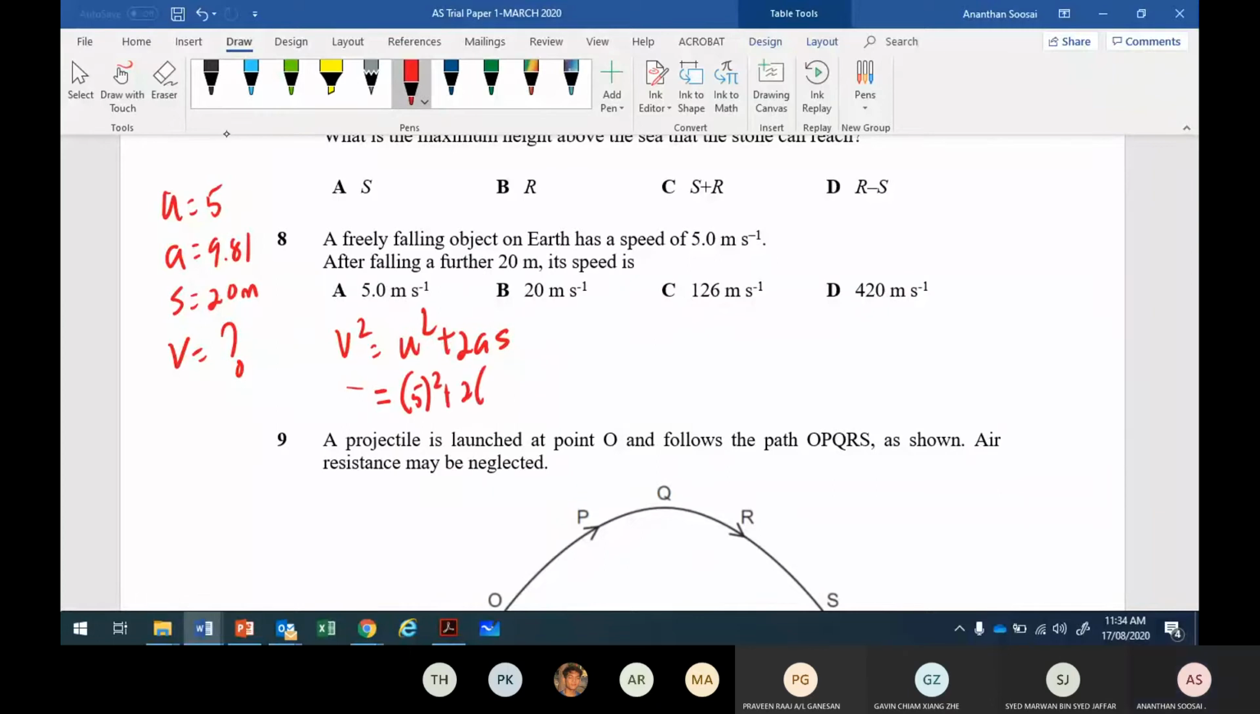5 squared plus 2 times 9.81 times 20, then square root. Anyone give it a try? What do you get? It's your calculator, give me the answer. 20, right? Okay, good. So you got B? Yeah, the answer given is B.